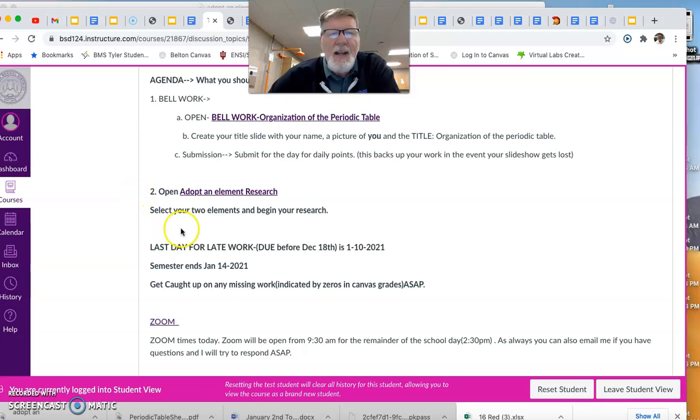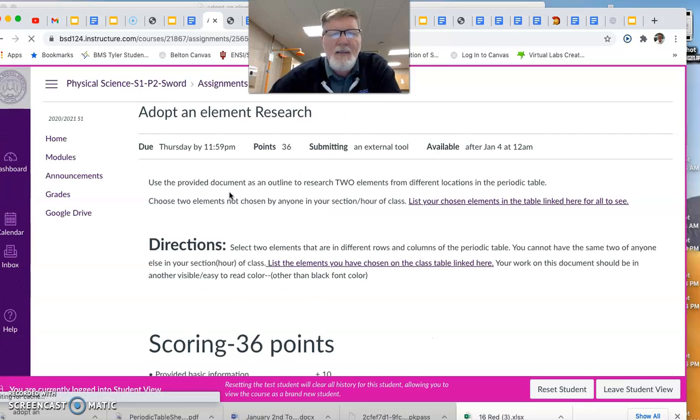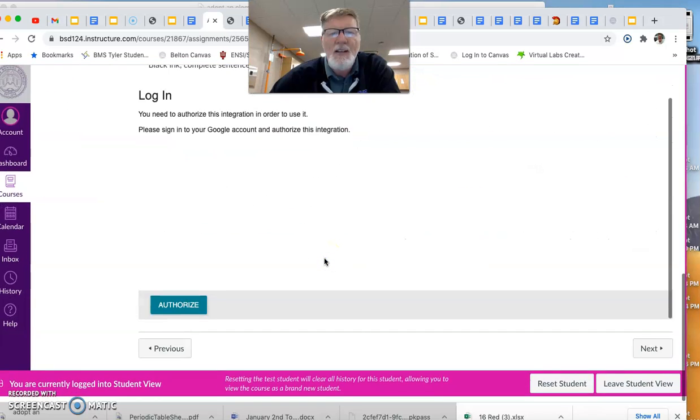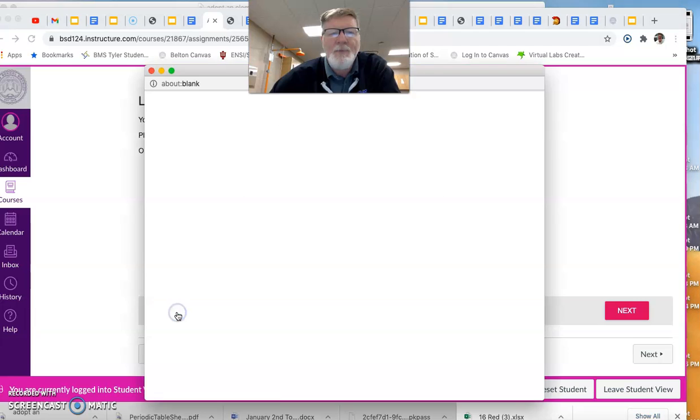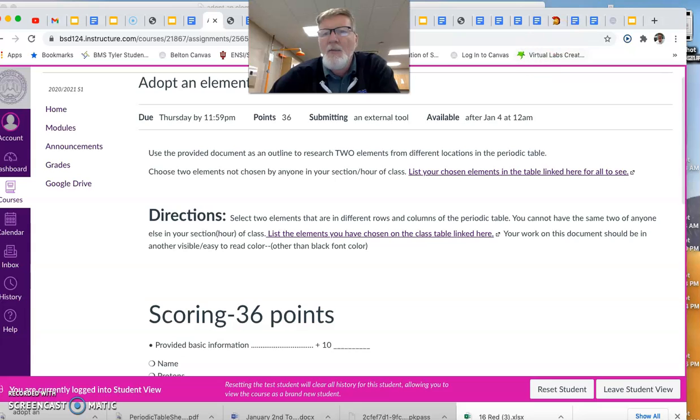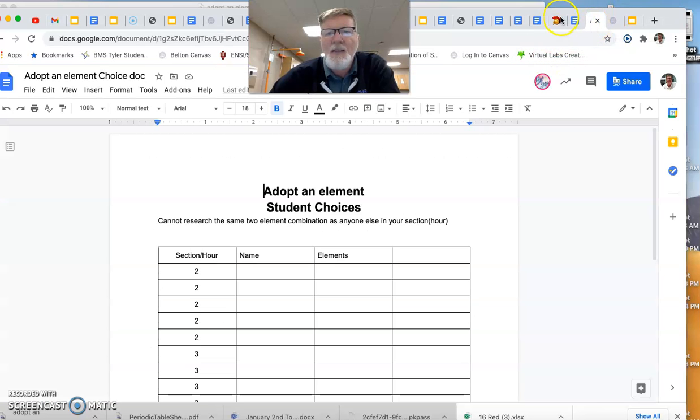To get you looking at atoms, the periodic table and atomic structure, I'm going to have you do an assignment called Adopt an Element Research, and you're going to research two different elements as outlined when you click here on the assignment. When you open this, it says use the provided document as an outline, and when you come down and look at the cloud assignment, your cloud assignment will look like this.